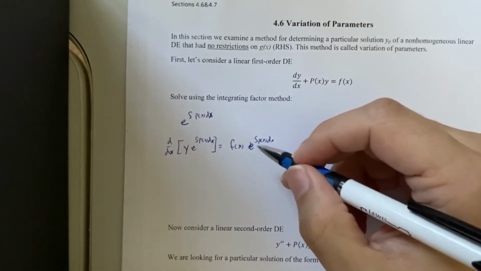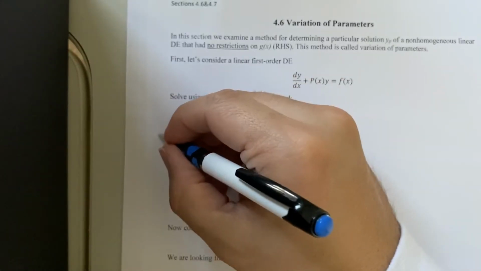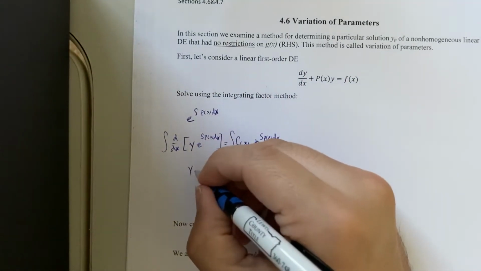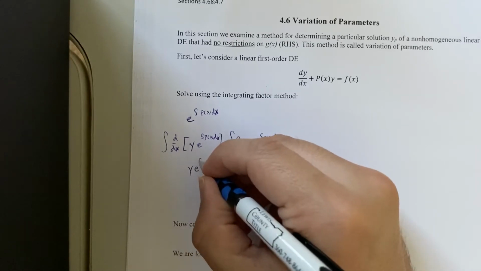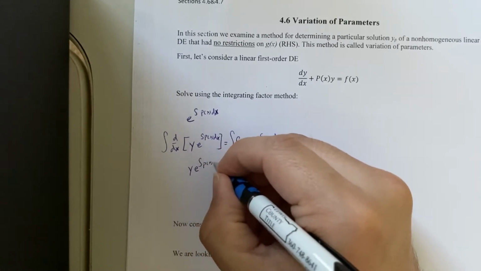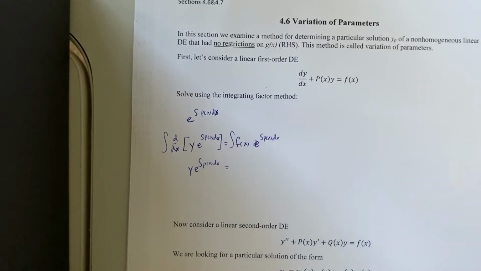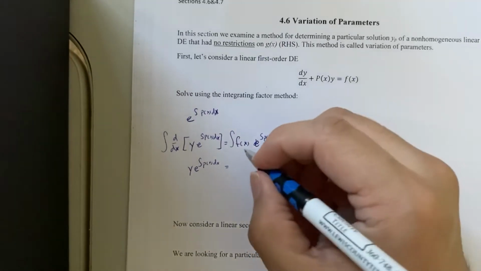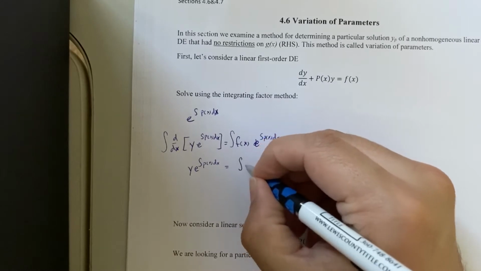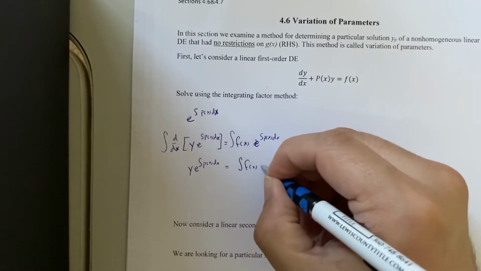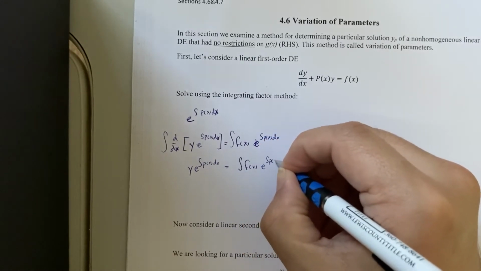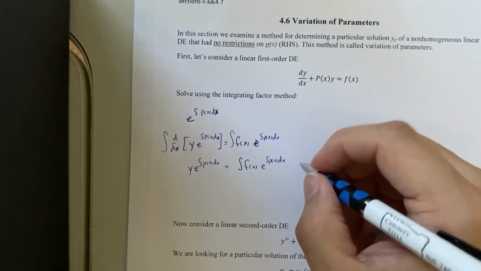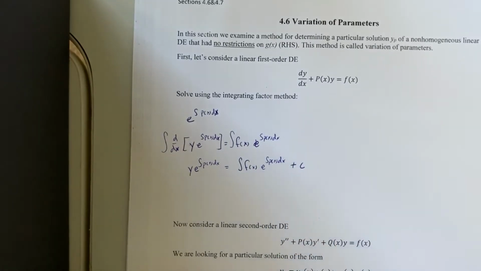And now in order to actually solve this, we would integrate both sides. And then on the left-hand side, we would just get y e to the integral of p of x dx. And on the right-hand side, we really can't integrate that because we don't know what our functions are. So it would just be the integral of f of x e to the integral p of x dx, and then say we were able to integrate that, then we'd also have our plus c.